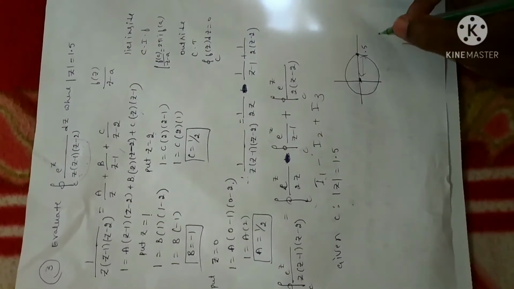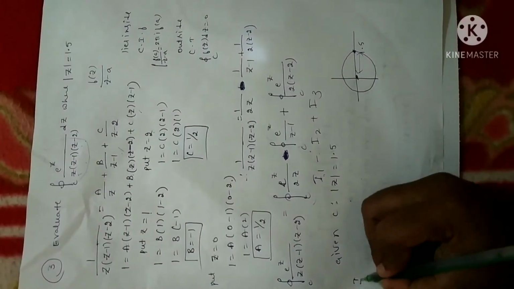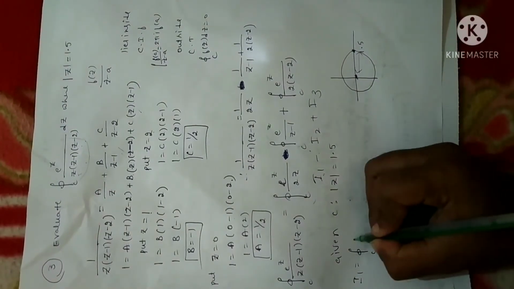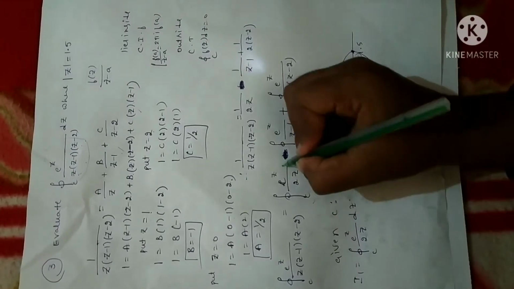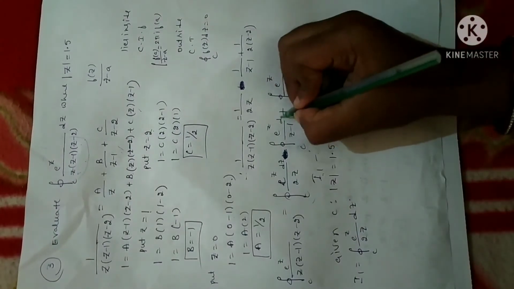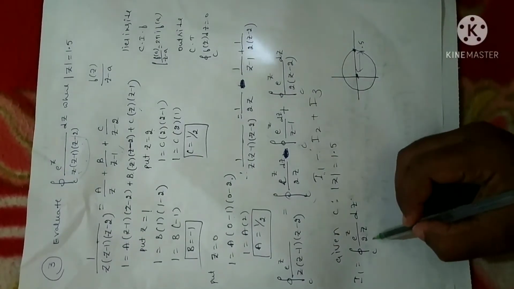Hope so it is clear. Now let me solve the I1 value. Let me consider I1. I1 is given by the integral over C of e power z divided by 2z dz. You have to write dz here also. Clear? Now it is of the standard form.